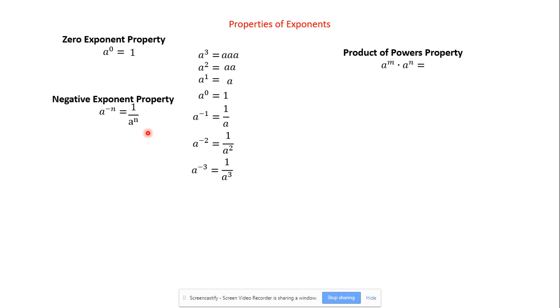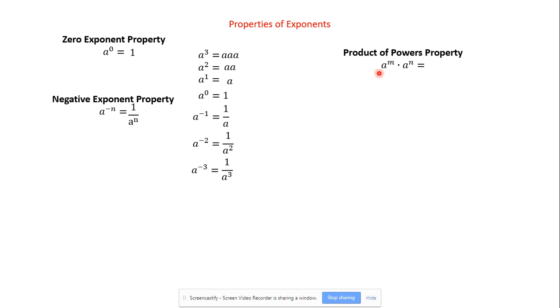That would be if we have two things with the same base multiplied together, what do we do with the exponents? So a to the m times a to the n. And notice it's a to the power, a to the power. These two things have to be the same. For pretty much any of these, those two things are the same. Otherwise, these don't work.